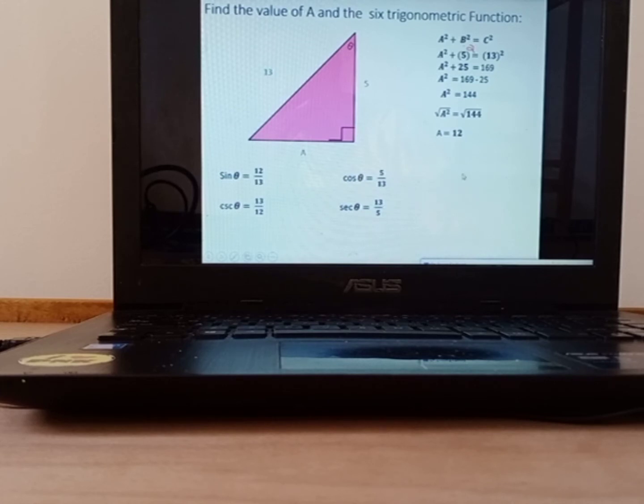For our tangent and cotangent, we all know the tangent function is equal to opposite over adjacent. Opposite is 12 and our adjacent is 5. Therefore, the value of our tangent theta is equal to 12 over 5. And next, for our cotangent, get the inverse of our tangent, which is 5 over 12.